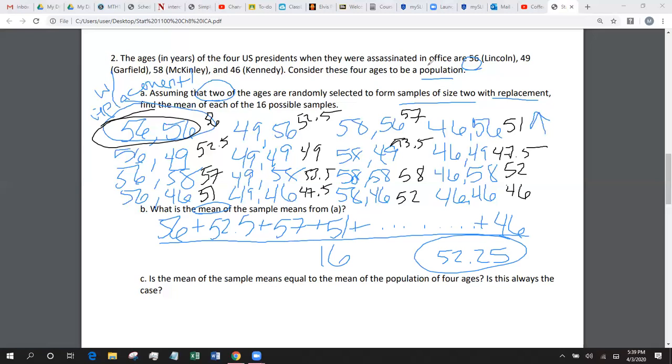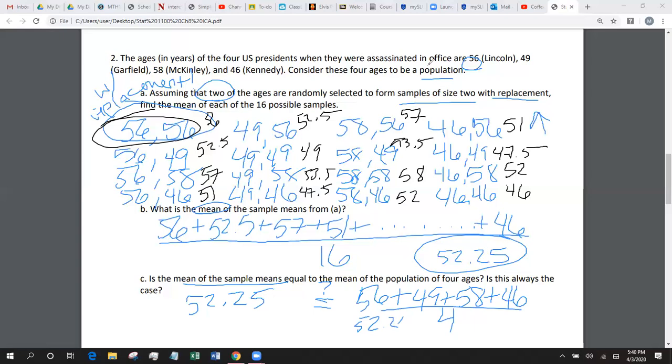And then C goes on to ask, is the mean of the sample means equal to the mean of the population of 4 ages? So our mean of the sample means value, that's 52.25. We're asking, okay, well, is the mean of the sample means the same value as if I took everything in our population, so that 56 plus 49 plus 58 plus 46 divided by 4. So if I found the mean of my population, do I get that same value? And as it turns out, you do. You end up getting that 52.25.